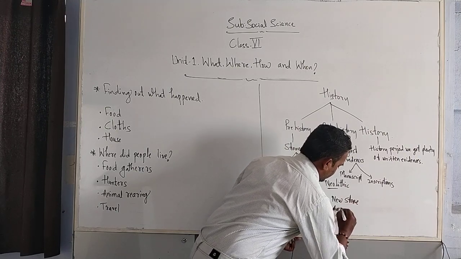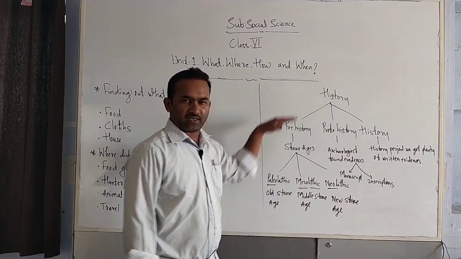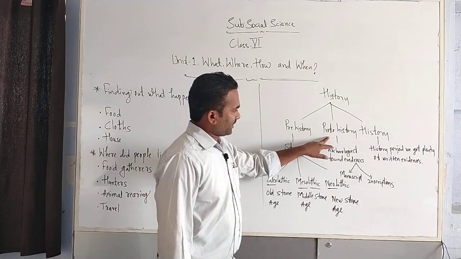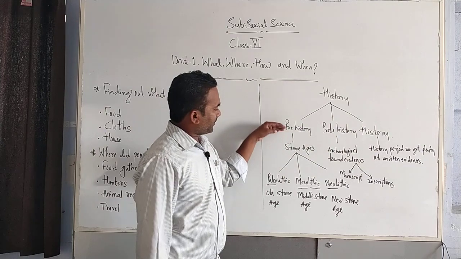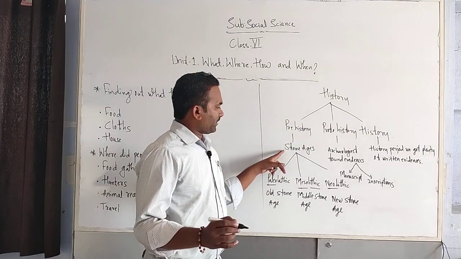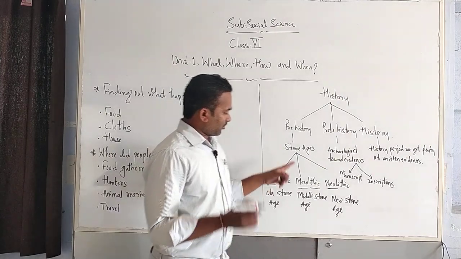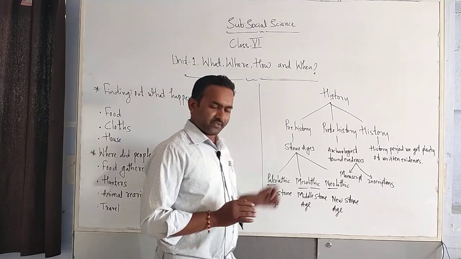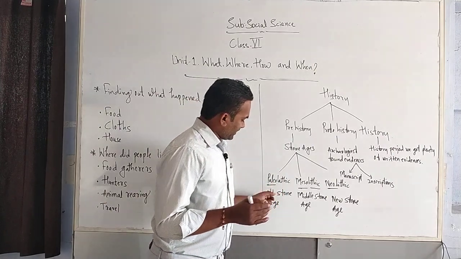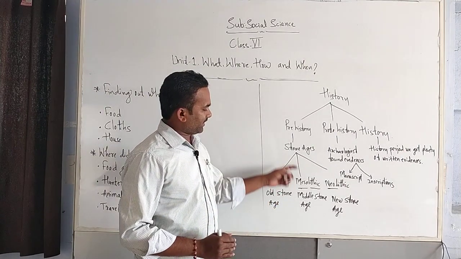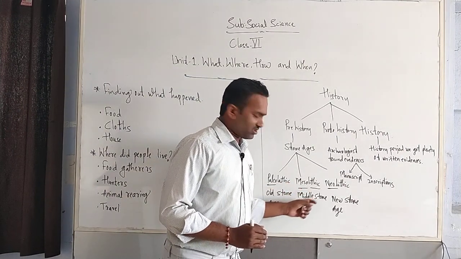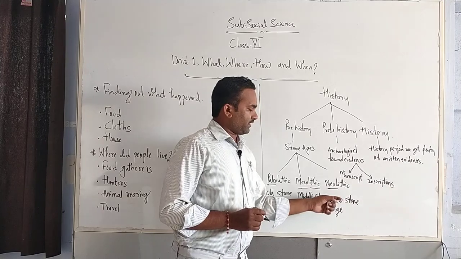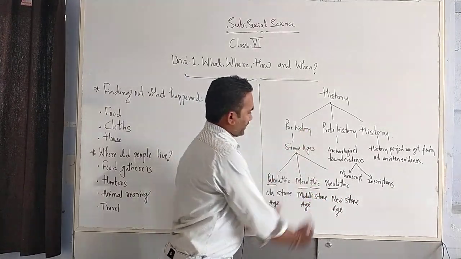So once again I will tell you, history is generally divided into 3 parts. Number 1 is prehistory, second is proto-history, third is history. In prehistory, what can we study? We can study stone ages, and in that there are 3 parts. Number 1 is Paleolithic, the old stone age. Second is Mesolithic, the middle stone age. And number 3 is Neolithic. Neo means new stone age. So this is prehistory.